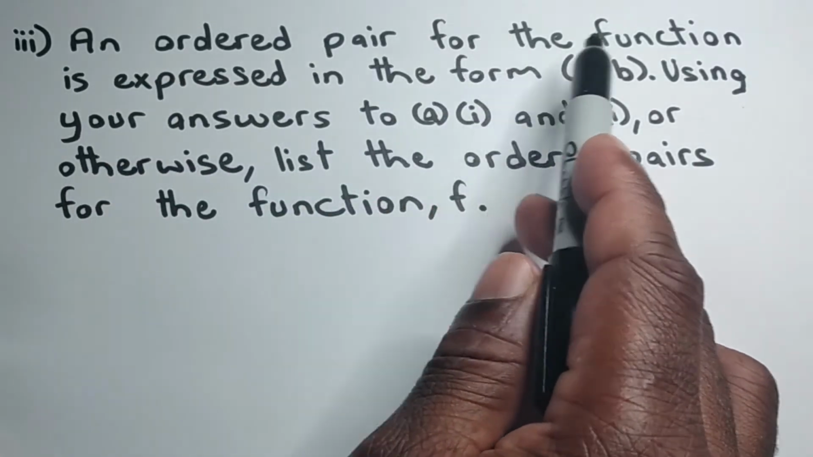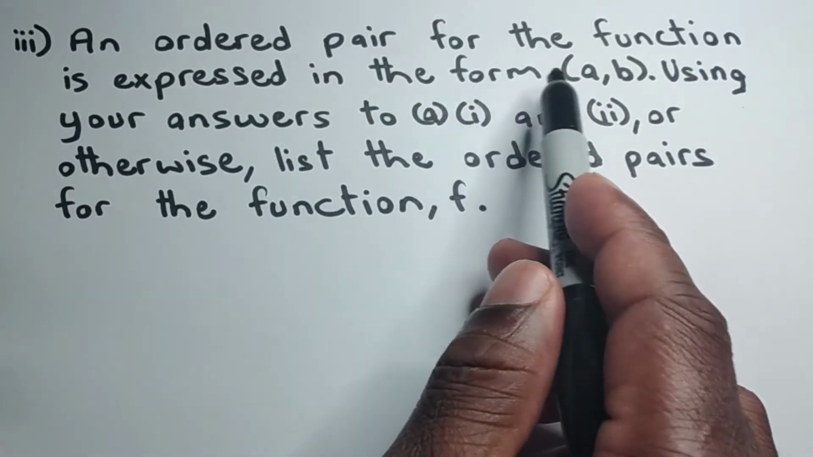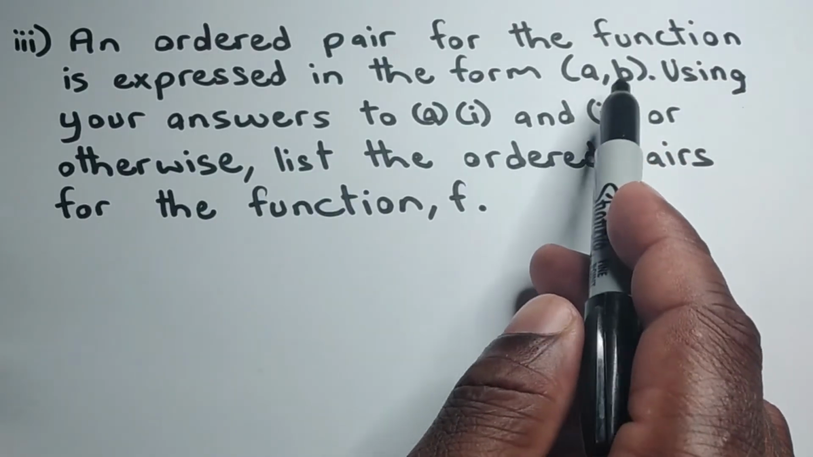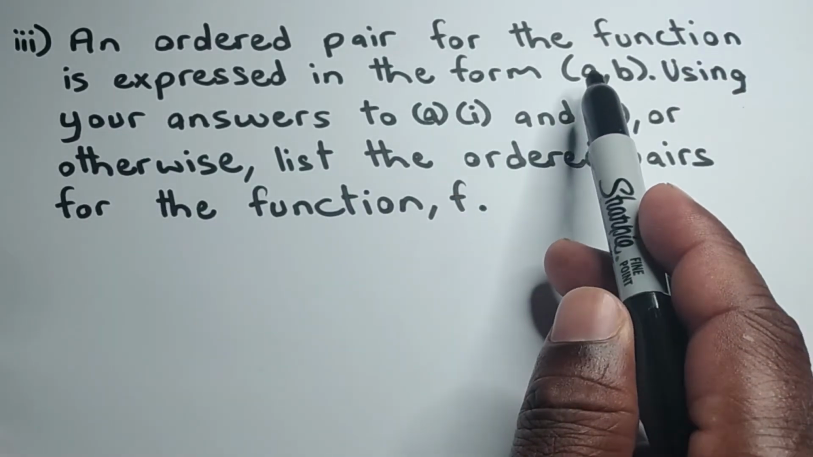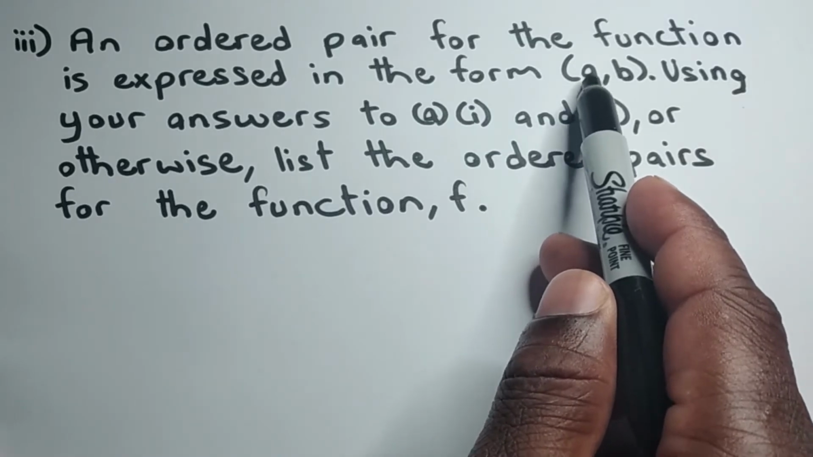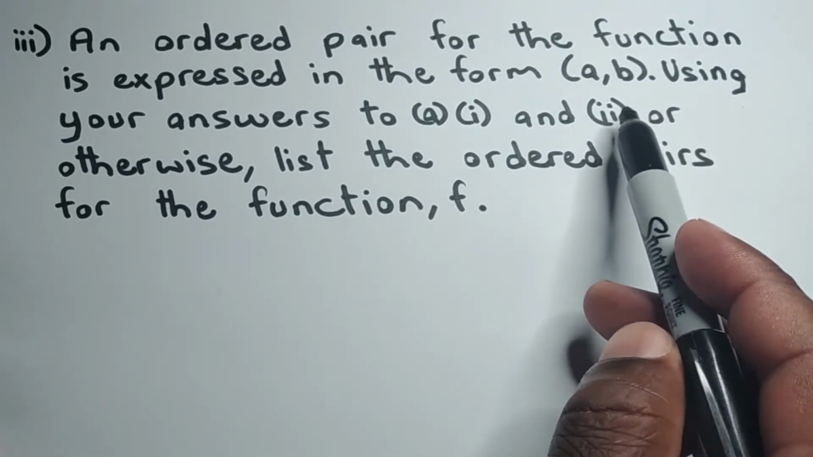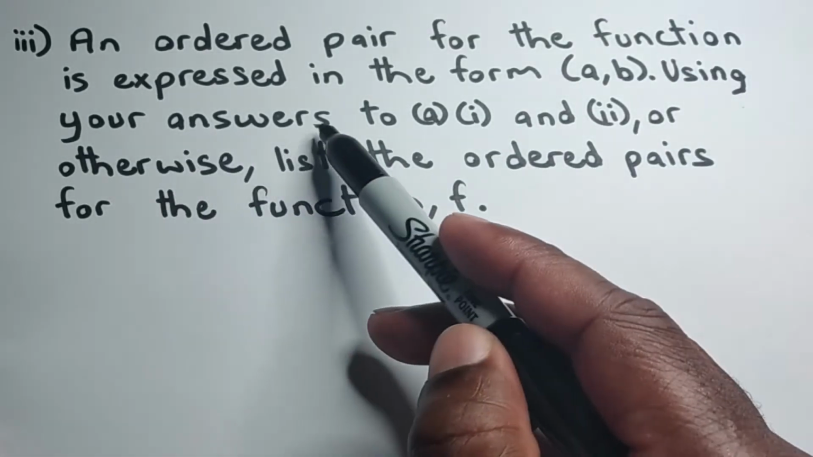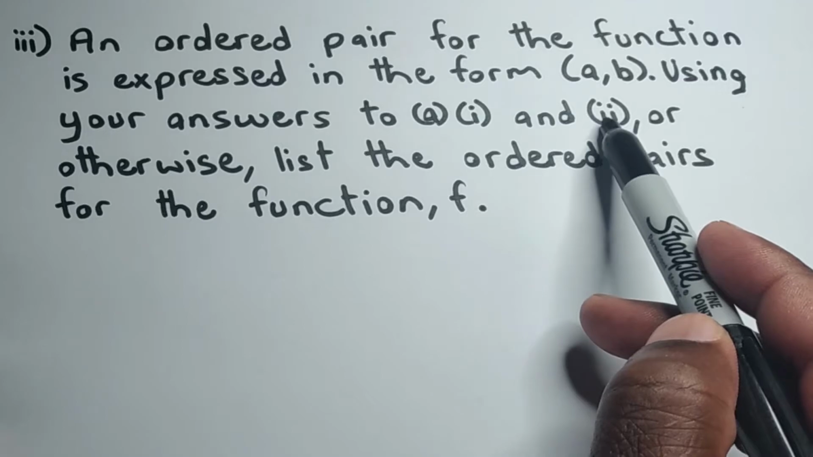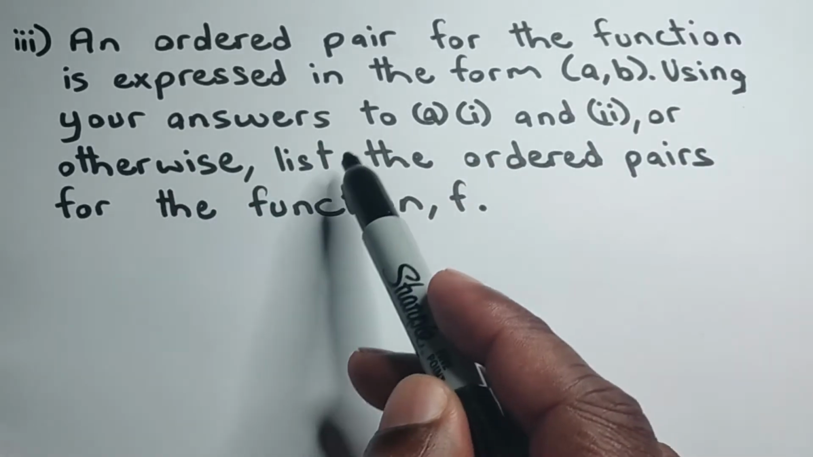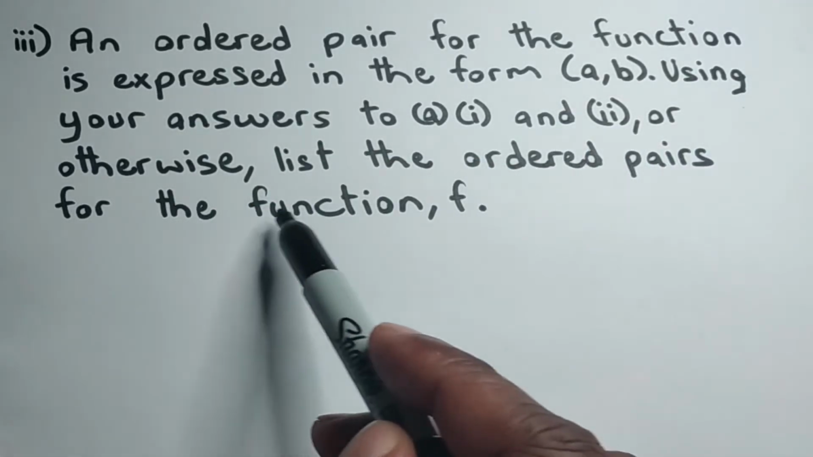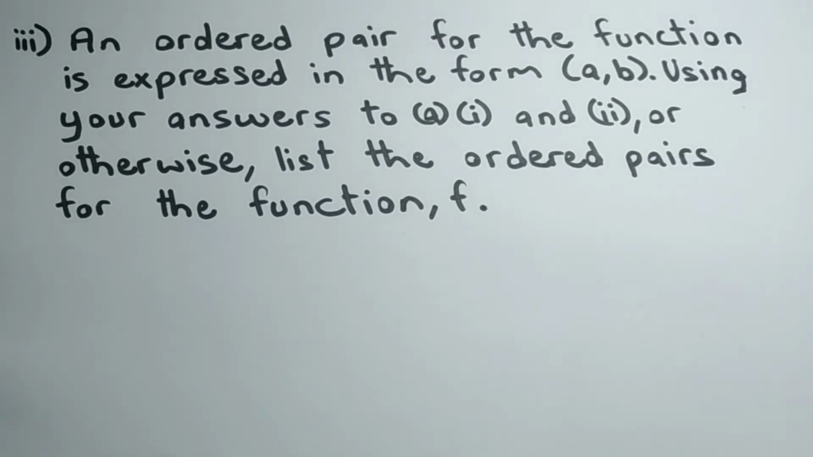An ordered pair for the function is expressed in the form a, comma b in parentheses, and this is how we write an ordered pair. The a refers to the x value and the b refers to the f of x value, which is the same thing as y. All right. Using your answers to part 1 and part 2, or otherwise, list the ordered pairs for the function f. All right. So what I want to do is to first remember the answers that we would have got in part 1 and part 2.